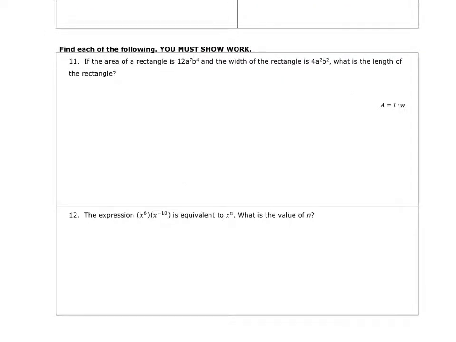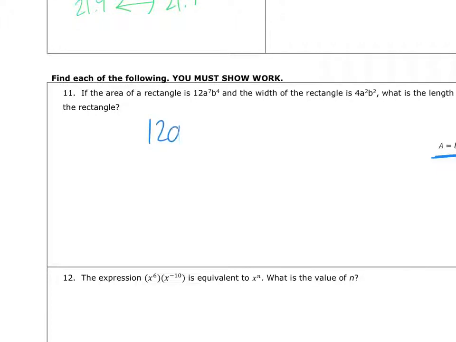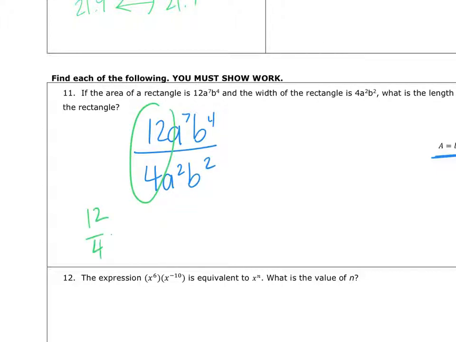Two more problems. Problem 11, we have the area of a rectangle is 12a^7b^4 and the width is 4a^2b^2. What is the length? So remember, they give you the formula here, but anytime you have area, you're going to need to divide. So I'm going to take my area and divide it by the width. Big numbers are normal, so 12 divided by 4 is 3.